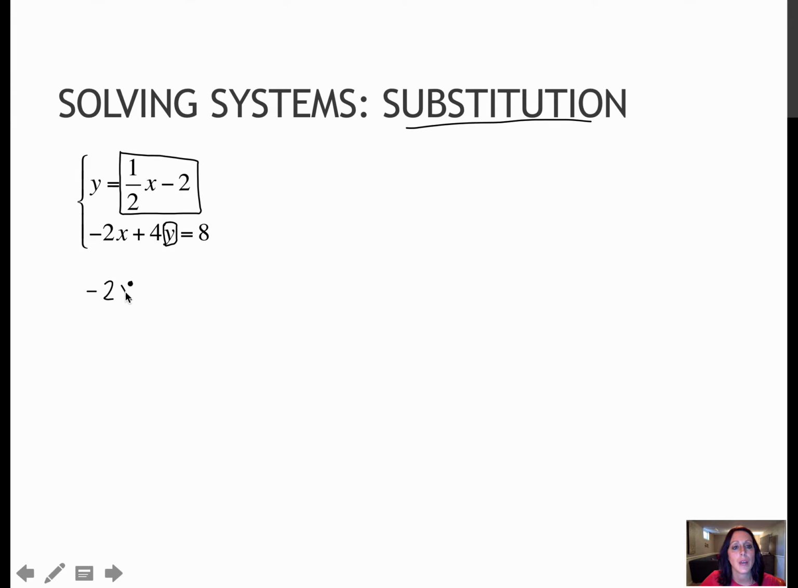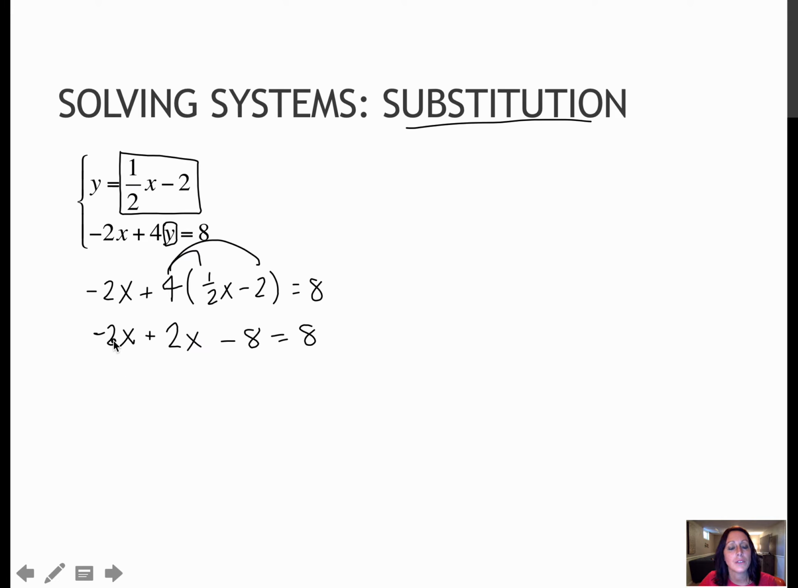So -2x plus 4, and instead of y, I have 1/2 x minus 2 equals 8. Now I'm going to solve. I'm going to simplify. 4 times 1/2, that's 4 times 1, which is 4, divided by 2, which is 2x. 4 times -2 is -8. On the left side, I have -2x plus 2x. Those two things cancel, and I'm left with -8 equals 8.